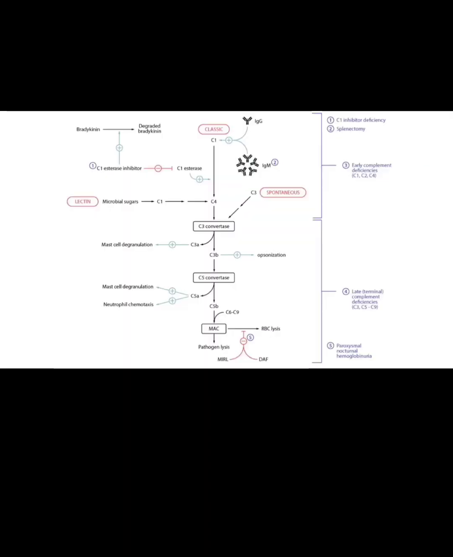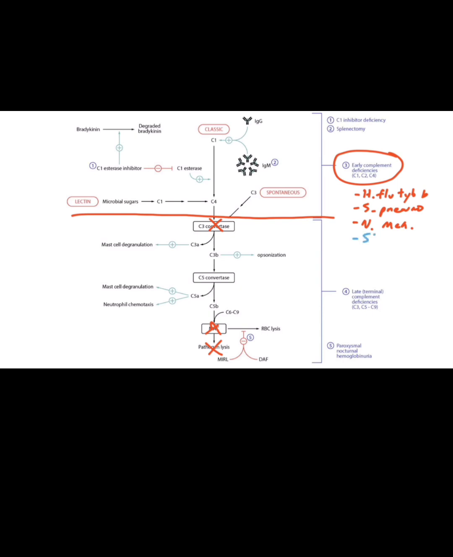Going back to the diagram, you can see early complement deficiencies listed here, and this refers generically to the complement pathway prior to the formation of C3 convertase. So everything from this point and above. So if you can't form C3 convertase, you don't get MAC. And so you can't really kill encapsulated organisms. So these patients get recurrent infections with H. flu type B, strep pneumo, and Neisseria meningitidis. And once more, these early complement proteins are also needed to clear out immune complexes. And without that ability, these patients can get lupus.